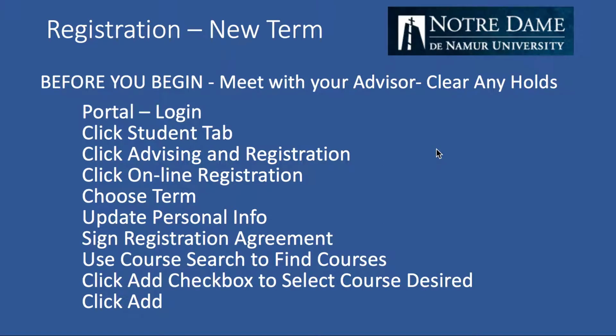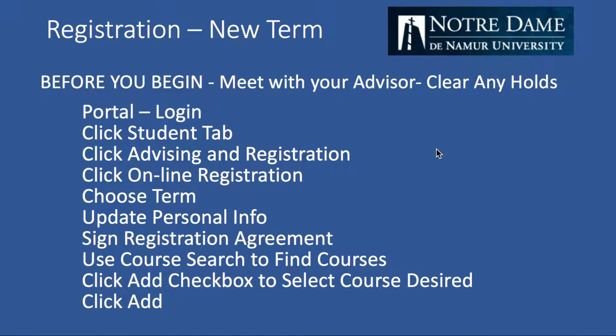Register for a new term in the NDNU portal. Before you begin registration, you must meet with your advisor. Your advisor will help you to choose your classes and to check over your total career as a student. Also, it is your advisor who will give you permission or clearance to use the portal for online registration. This clearance must be given every term.